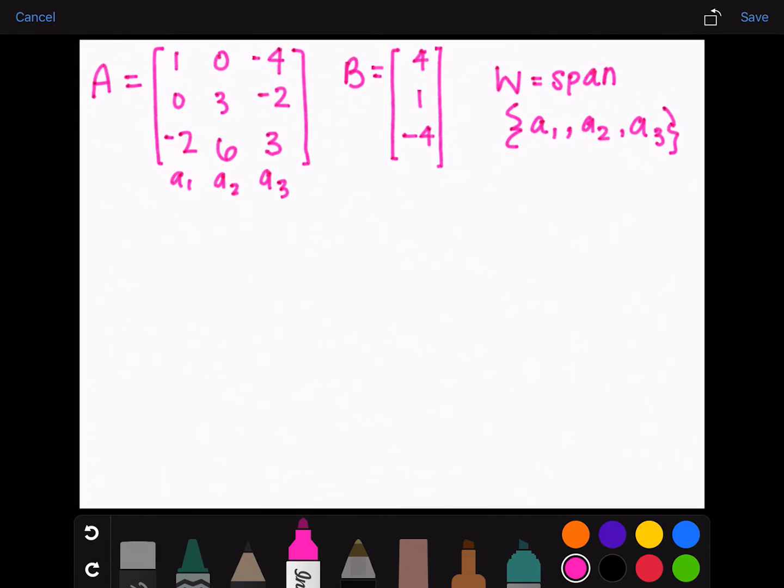Is B in W? That's the same as asking, is B a linear combination of A1, A2, and A3? Another way to say that is, if A were written as a system of equations, is B a possible solution? These all are saying the same exact thing. So to solve is B in W, we will write A and B into one matrix and then put it into row echelon form and see if there's a pivot in each column.